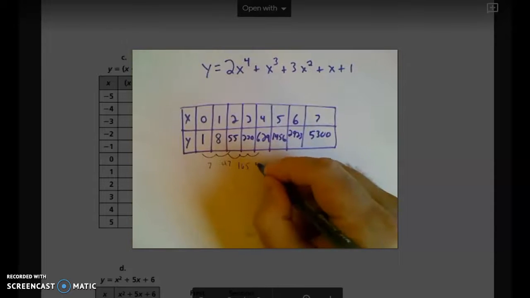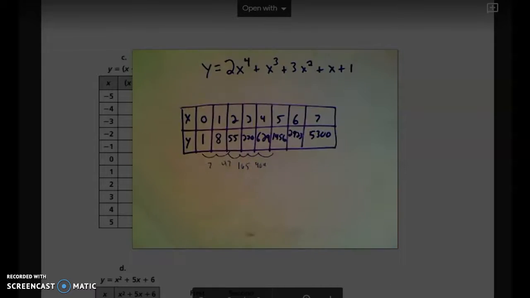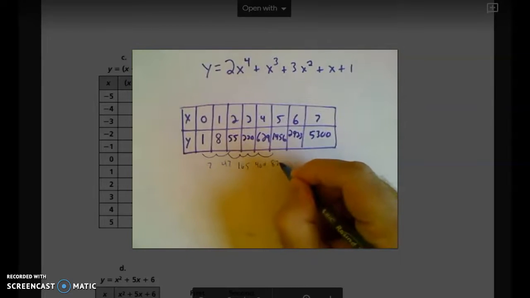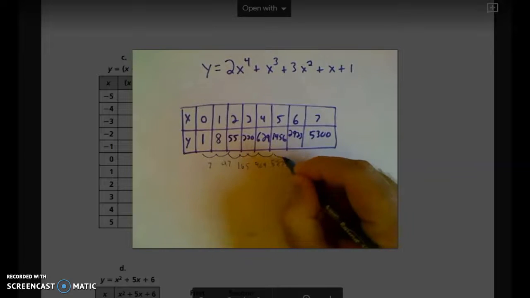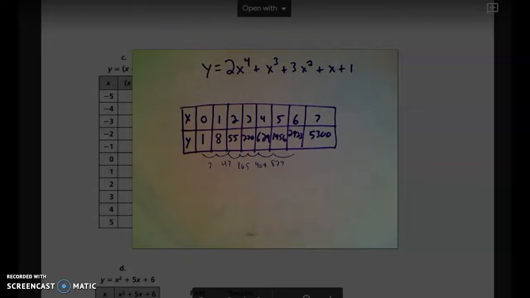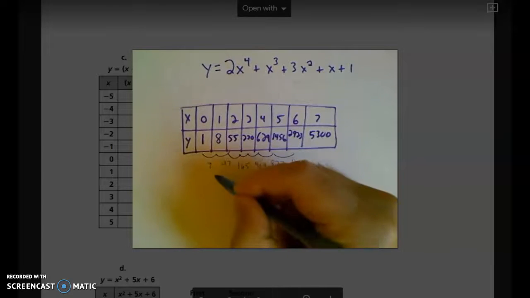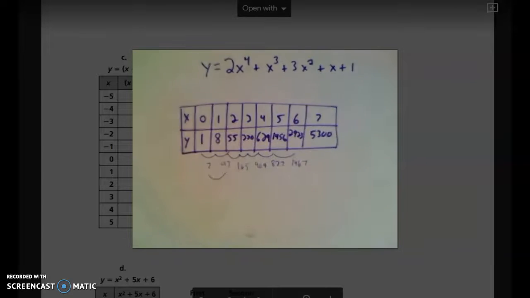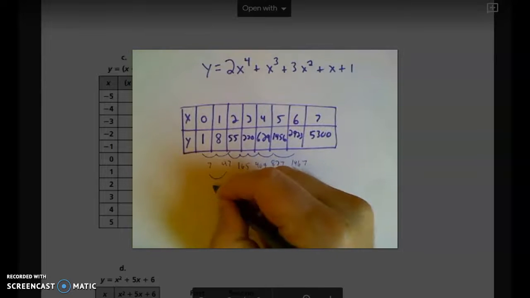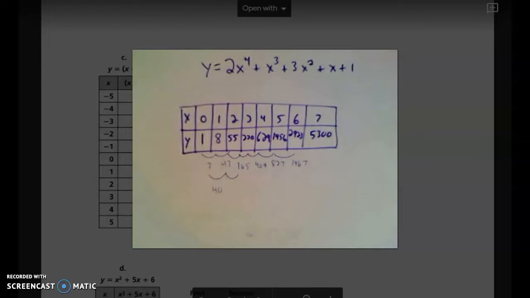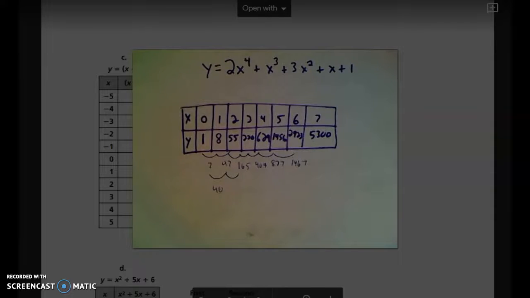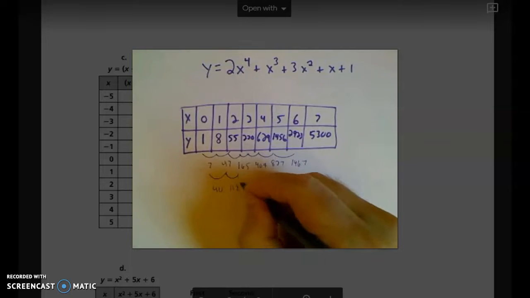Next increase is 409. Next increase is 827. We'll go another increase here. 2,923 minus 1,456 goes up 1,467. All right, so now we find the second difference. So that goes up by 40. 165 minus 47, it goes up 118.